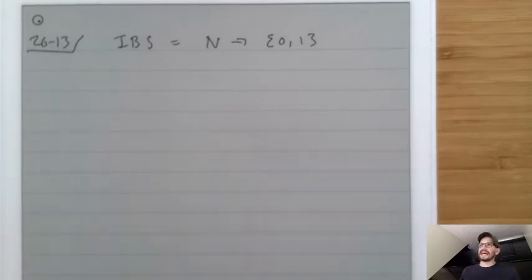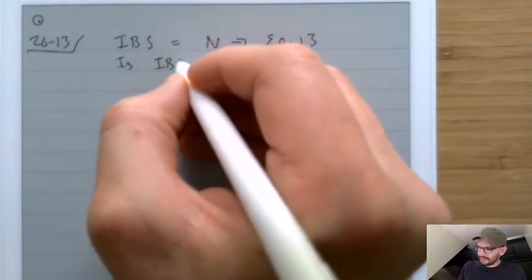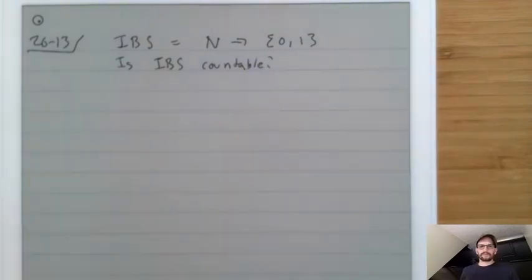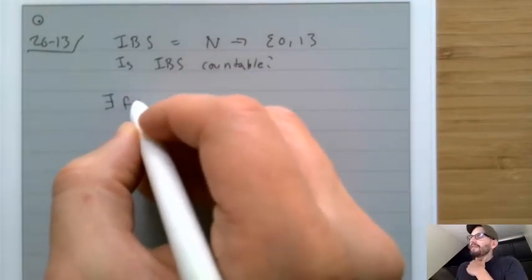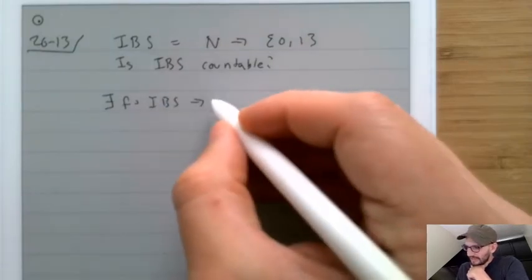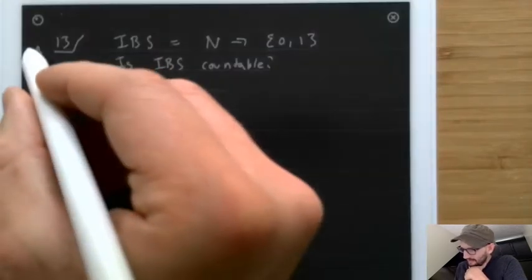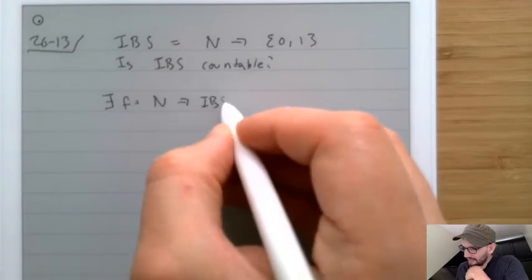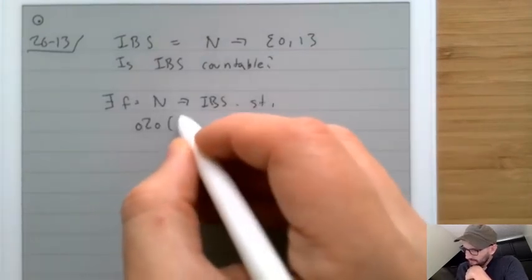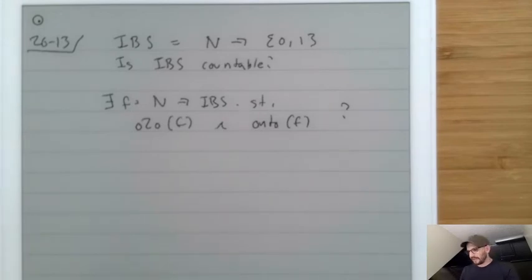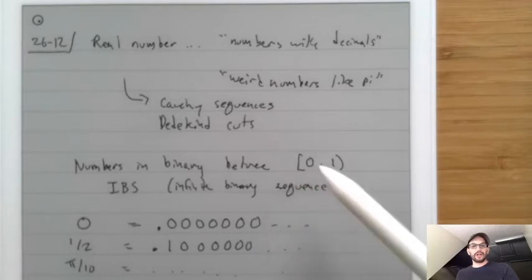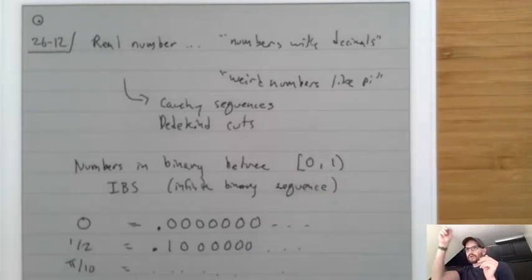So now we want to ask the question, is IBS countable? Is it countable means: does there exist a function f that takes an IBS and returns an n? Or we could talk about it the opposite way. Is there a function that takes an n and returns an IBS such that it's one-to-one and it's onto? What would this mean? This would mean that we have these infinite binary sequences, these numbers between 0 and 1 that we write in binary, and there is some order in which we can visit them. I claim that it is not the case. There is no such function.